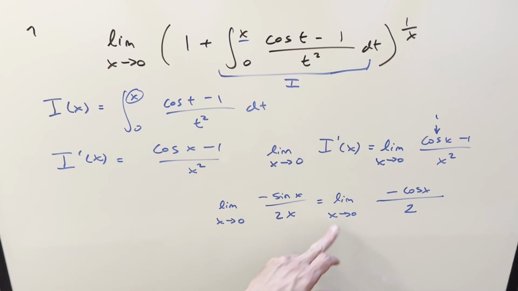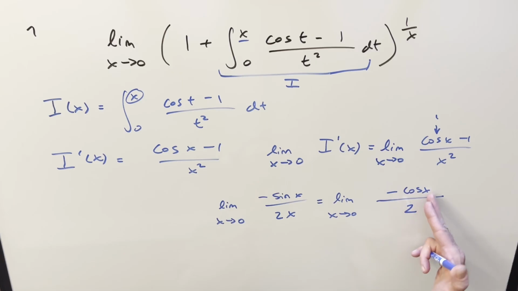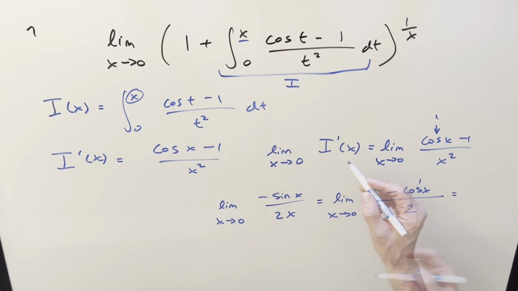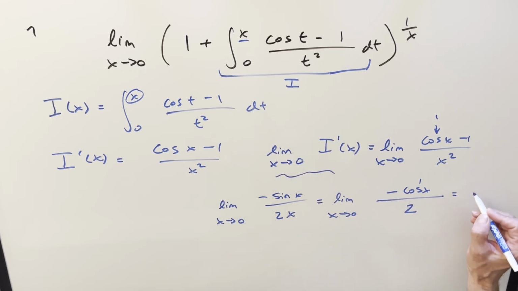Now evaluating the limit, it's not going to be an indeterminate form. Clearly we have a constant in the denominator. Evaluated at 0, cosine at 0 is just 1. The numerator becomes minus 1, so now our limit for this thing right here is going to be just minus 1/2.